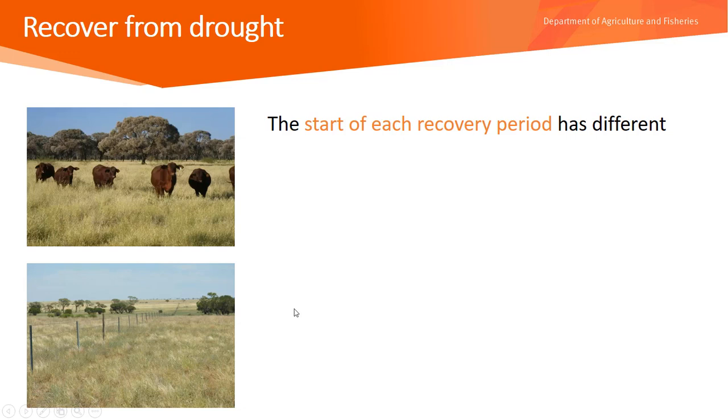So it's rained and we're in this period where we're thinking about recovery from drought. Everything looks a bit better, everything looks a bit brighter, and the steers we retained and didn't sell certainly look pretty good. But we've got to remember the start of each recovery period has different market conditions, pasture quality and quantity, timing. So there's different aspects each time.